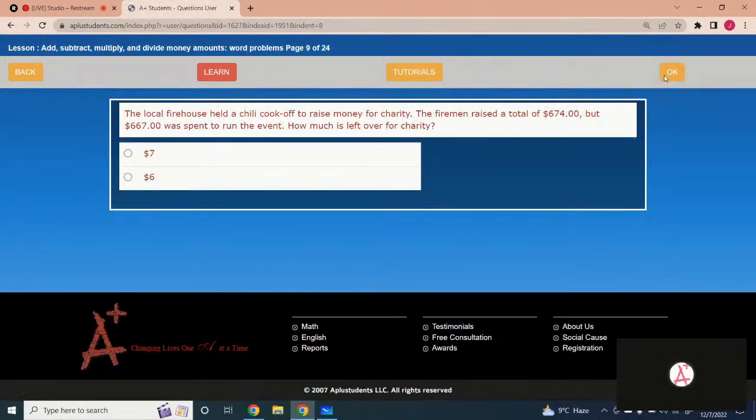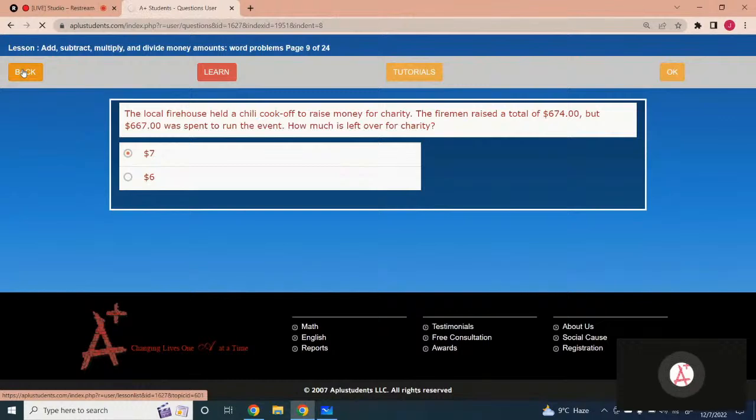Okay, the next one is the local firehouse held a chili cook-off to raise money for charity. The firemen raised a total of $674, but $667 was spent to run the event. How much is left over for charity? Very good. You have to subtract, just subtract 667 out of the 674. So it would be $67. Got it? So just select the correct option and click on the OK button.